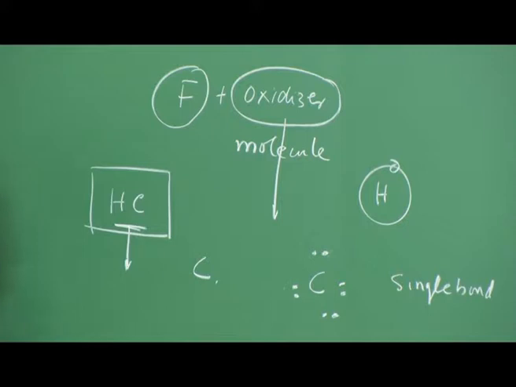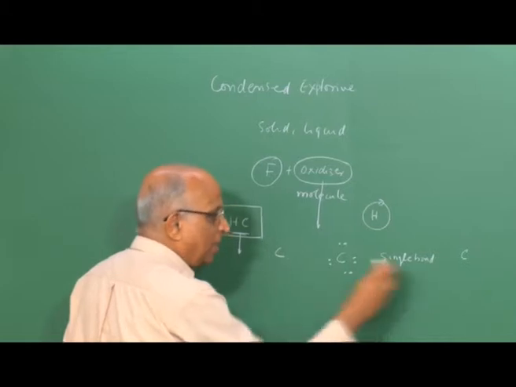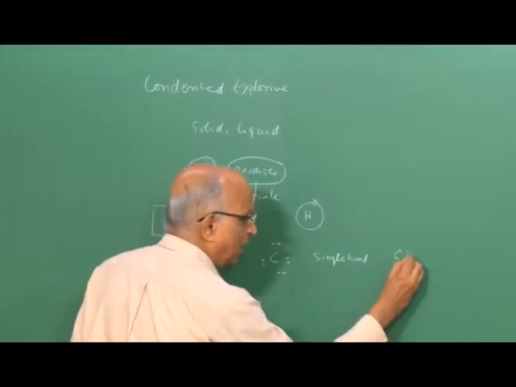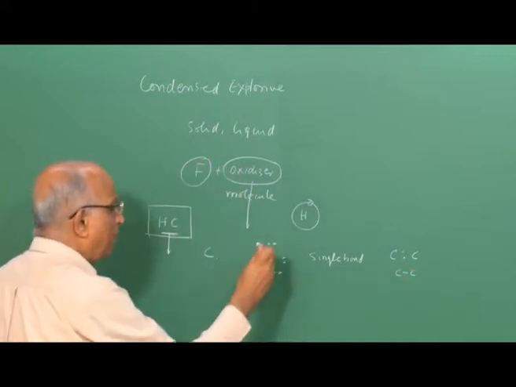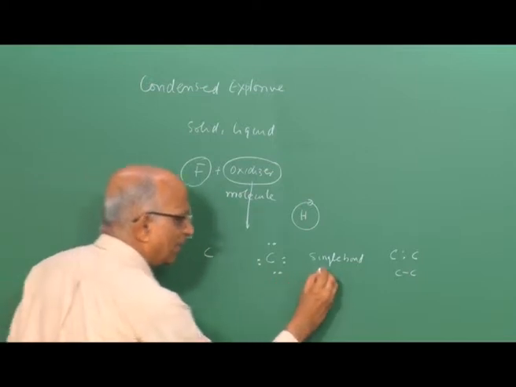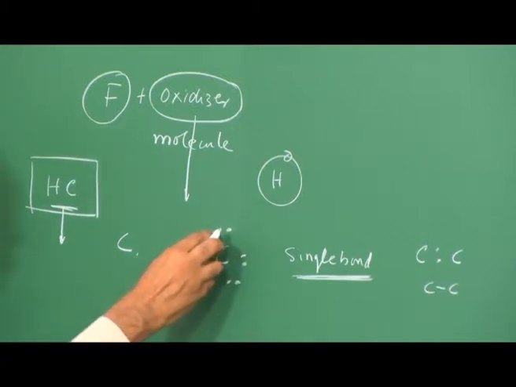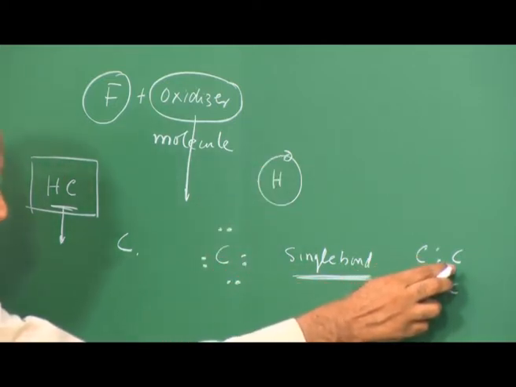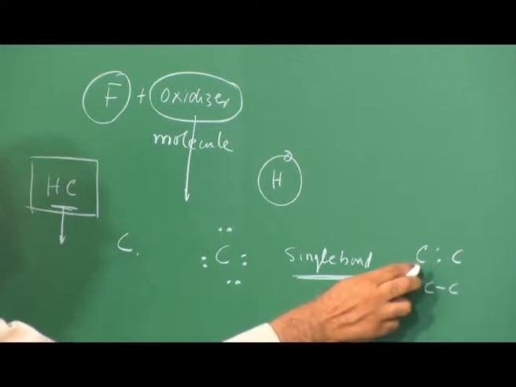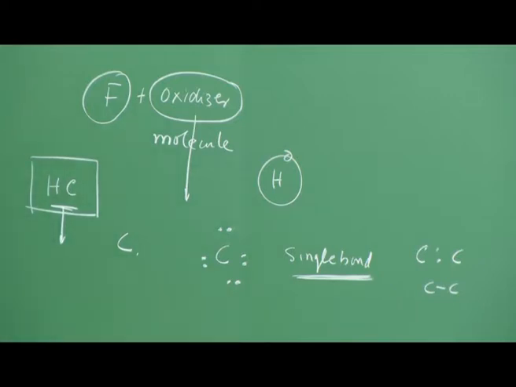It need not be hydrogen alone. A carbon atom could share an electron with another carbon atom, and this is also a single bond. When one pair of electrons is shared, we say the bond is a single bond. It's not necessary that it always shares one from this carbon atom with hydrogen, or one electron from this carbon atom with that carbon atom, one from this sharing with this, forming a single bond.